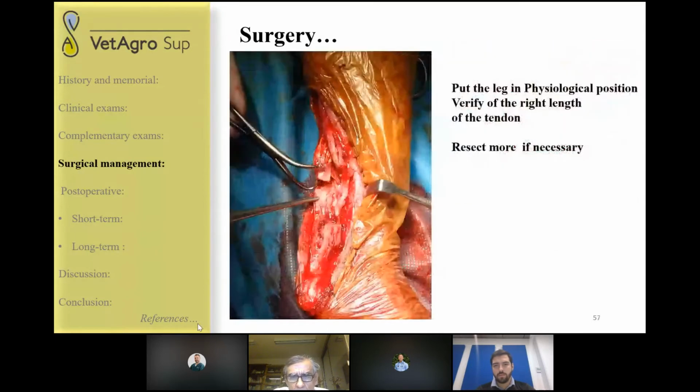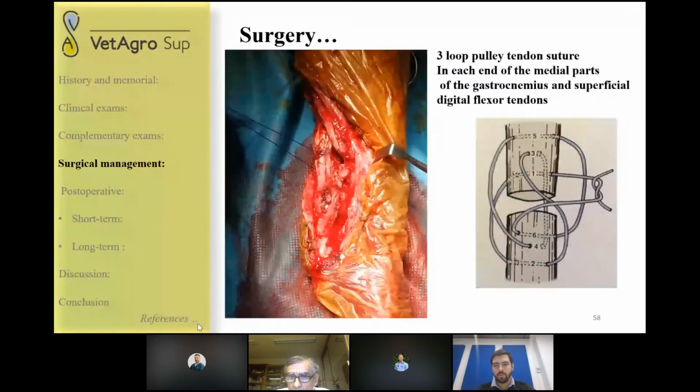Next slide, please. At this time, I decided to repair the medial part first. I put the leg in the physiological position, verify the length of the tendon, cut if necessary, and do the first 3-loop pulley on the medial parts. Next slide. You have the side of the 3-loop pulley, and this is a part of the gastrocnemius with the superficial digital flexor. And after, next slide, please.